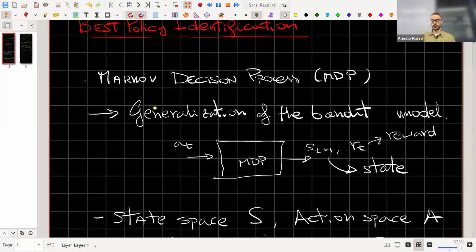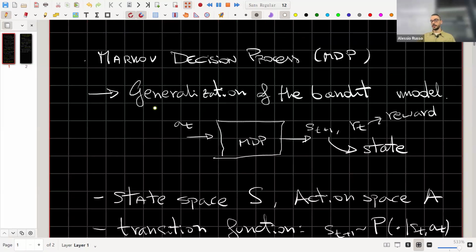So upon selecting an action, you will observe the next state that we call s_{t+1}, and you will also observe a reward. The reward here is basically the same thing that we also had in the bandit case. And the goal will be to try to maximize the total reward that we collect from the system.